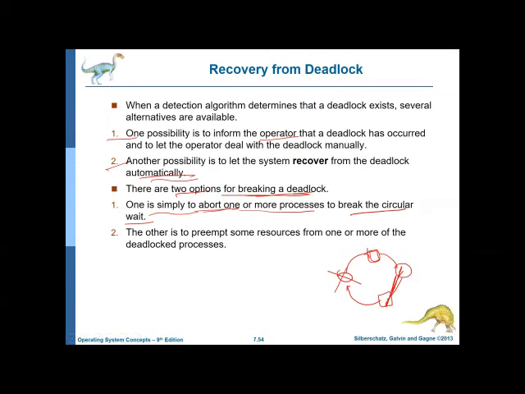Another option is to preempt some resources from one or more deadlocked processes. So one option is you terminate it. Another option is you preempt it. So preemption is something different. You preempt some resources from one or more deadlocked processes. Manually preempting means you're taking the process off execution by the CPU, in such a way that the deadlocked process will not be in a deadlock anymore. So that is another option.